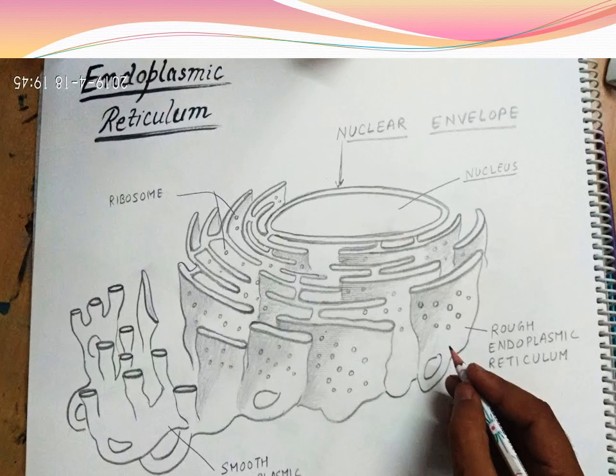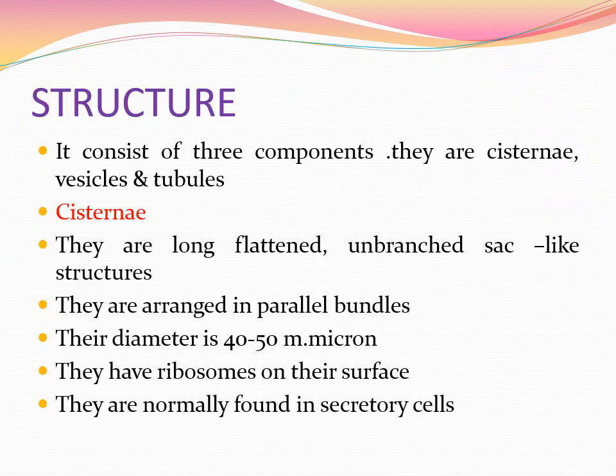This is the structure of endoplasmic reticulum. So when you speak about its structure, it contains three components, namely cisternae, vesicles and tubules. Speaking about cisternae, they are long flattened unbranched sac-like structures and they are arranged in parallel bundles. Its diameter is about 40 to 50 microns and they have ribosomes on their surface and they are normally found in the secretory cells.